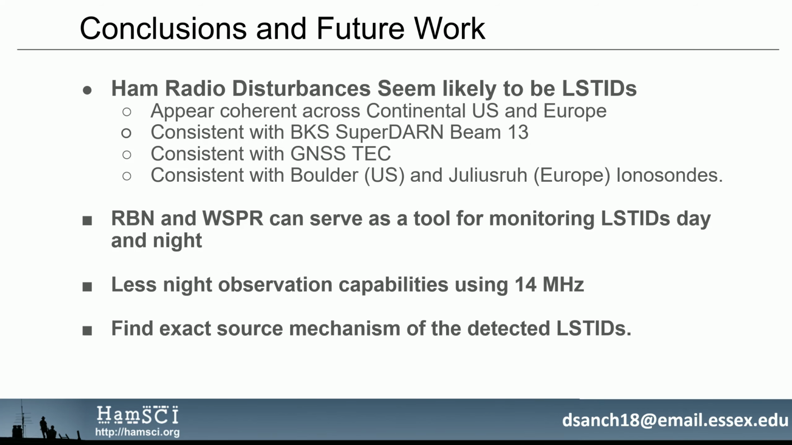From these observations, we can conclude that the ham radio disturbances seem likely to be LSTIDs. They appear coherent across continental US and Europe. They're consistent with SuperDARN beam 13. They're also consistent with the GNSS TEC plots, as well as Boulder and Juliusruh ionosonde data.